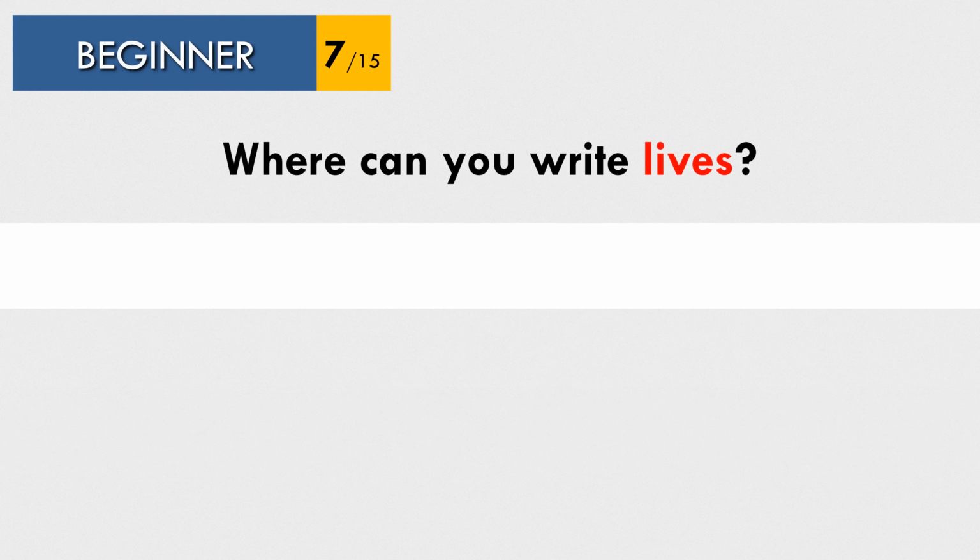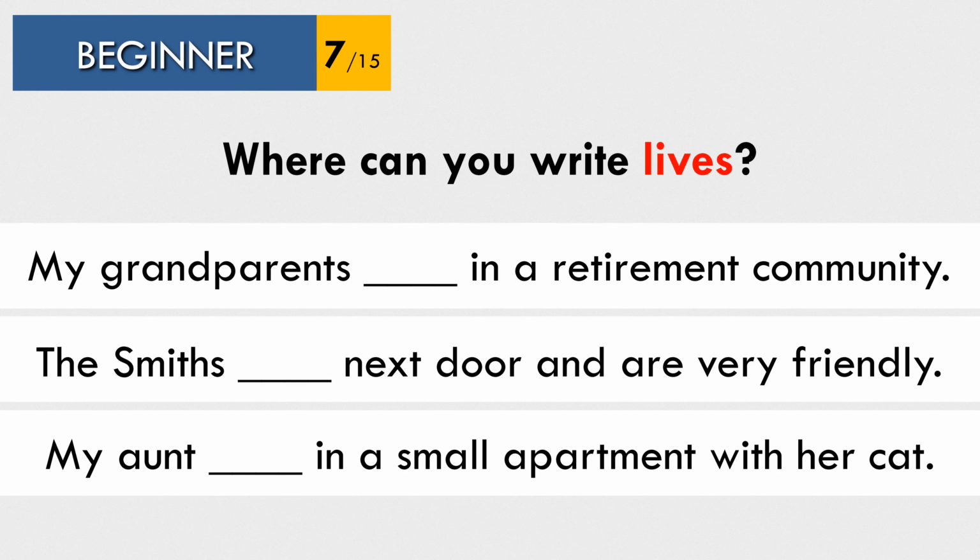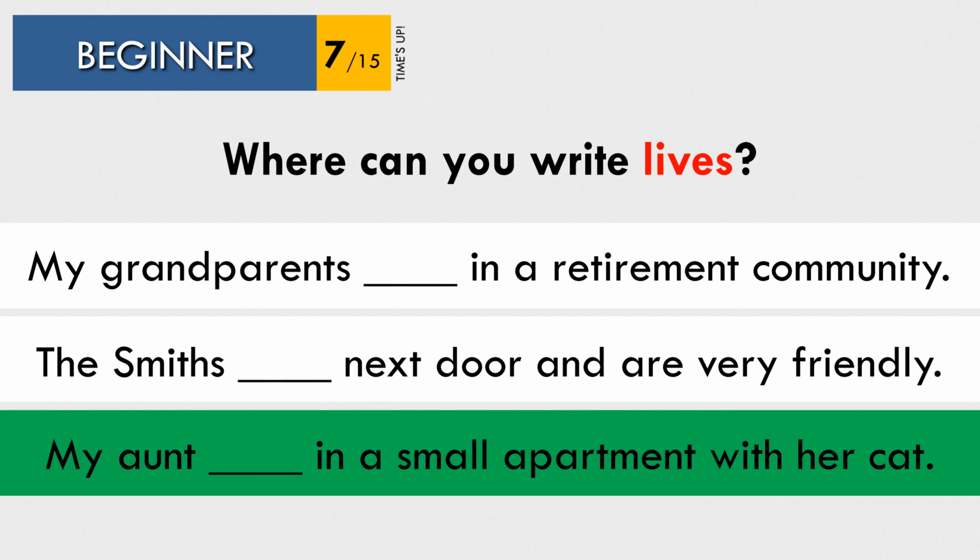Question 7. Where can you write lives? My aunt lives in a small apartment with her cat. In this sentence, lives is the correct verb form to agree with the singular subject, aunt.